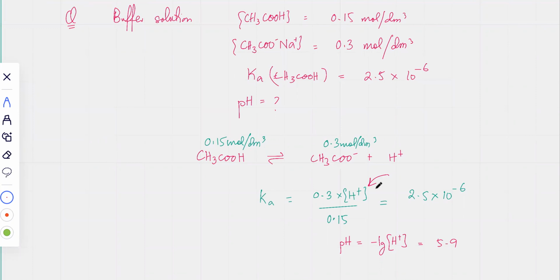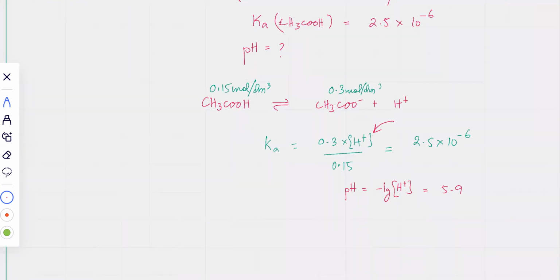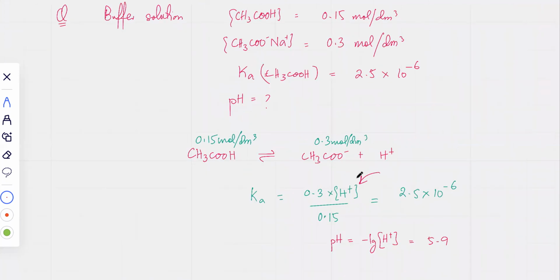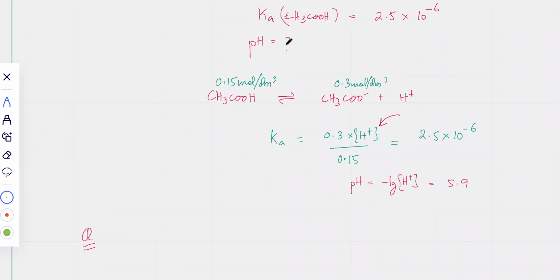So let's do another question similar to this one. Let's say I have a question. The only trouble is, when you're given two things, you just have to identify which one is the weak acid and which one is the conjugate base. That's the only thing you have to identify, and then just plug the values into the expression. So for example, in this question, they've told us that there's another buffer that's made.